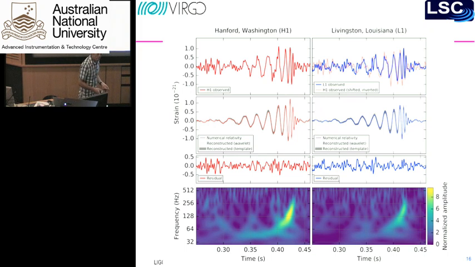So do you have a plot of the difference between the two in the upper right? I don't know, but you can make it. The data is all available. It's on the LIGO Open Science Center. Isn't it in any of those 12 papers you mentioned? The difference? I don't know. I haven't seen that plot.